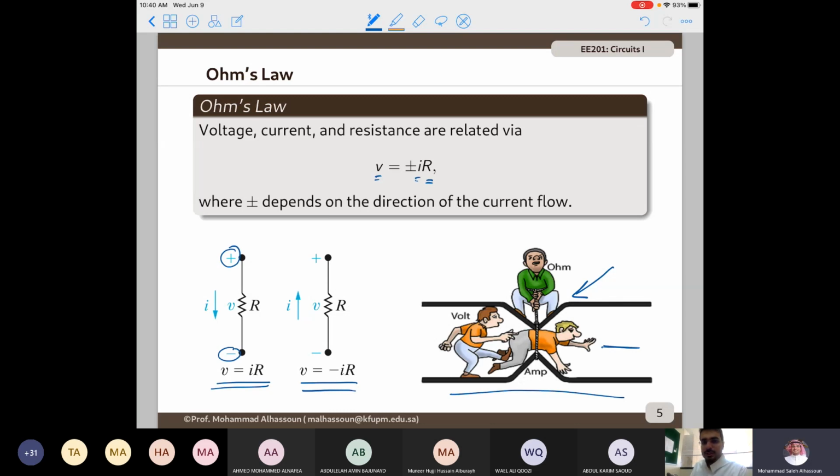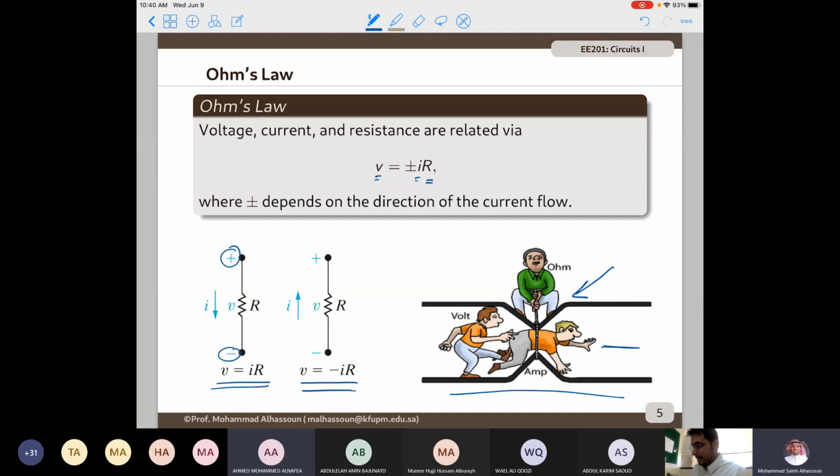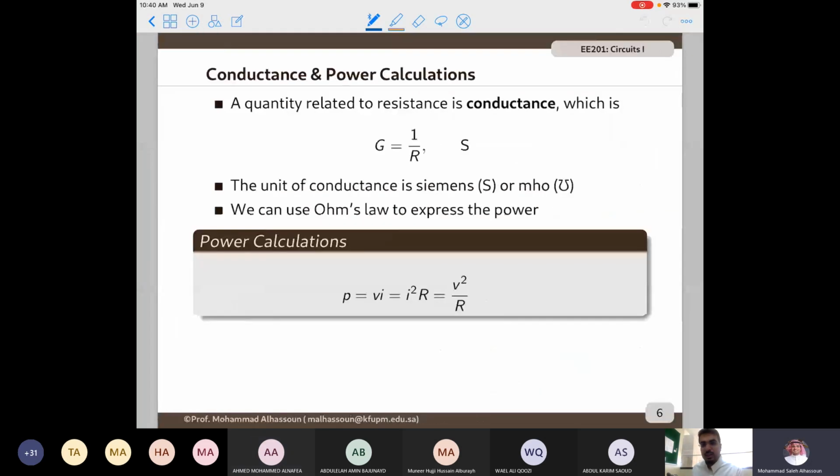Ahmed, I need to move on. Yes. Okay, sorry, doctor, but just to clarify, can we say that copper, for example, or iron has the same resistance, constant? Depending on the frequency, depending on the amount of voltage that you apply. Okay, thanks. But for most of the applications that we have, we can say it's constant.